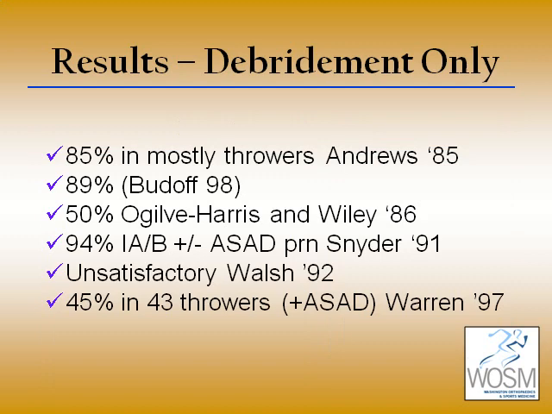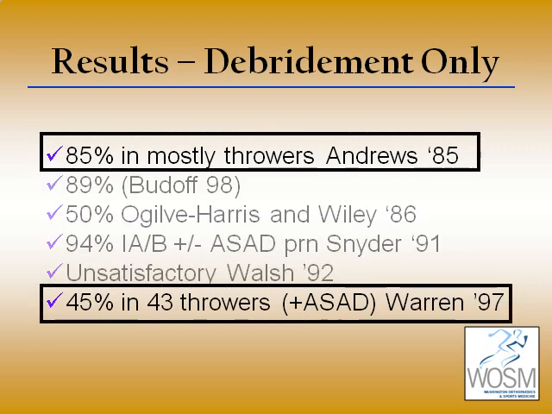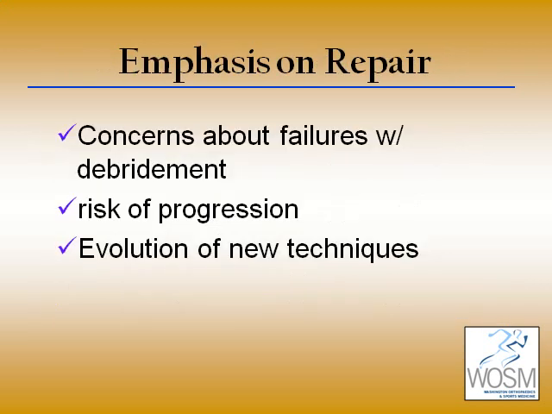There's a number of articles that have examined the outcome after debridement. Andrews has noted that 85% recovery is found in most throwers, but Warren found that only 45% of throwers were able to return. So there's a considerable disparity which depends upon the population you're alluding to.